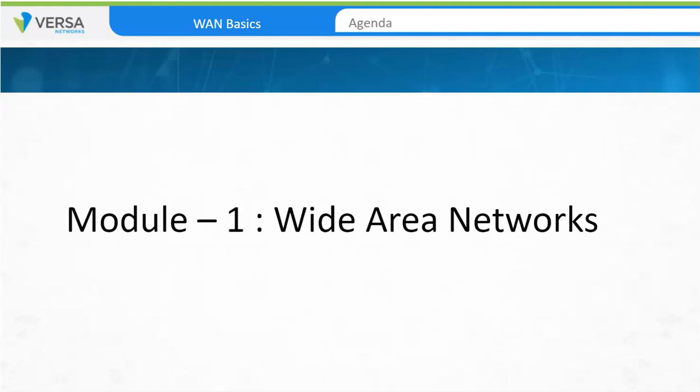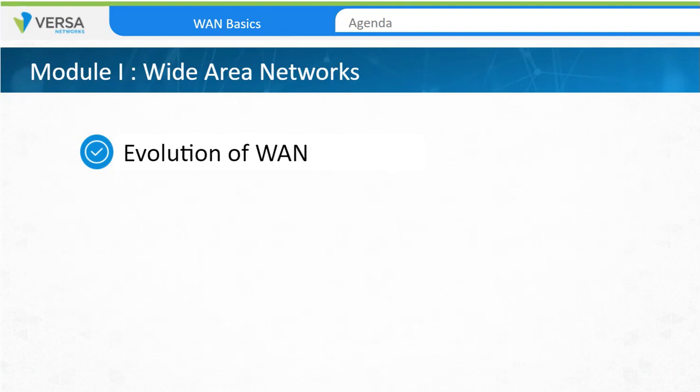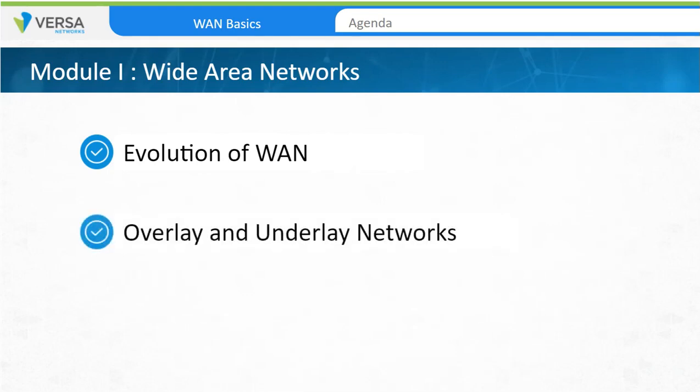And welcome to Module 1 of the Versa Essentials training. In this module, we'll review the WAN, or Wide Area Network. We'll look at how the WAN has evolved over the last 5 decades and key problem areas that network administrators face. We'll also look at overlay and underlay networks and describe the differences.